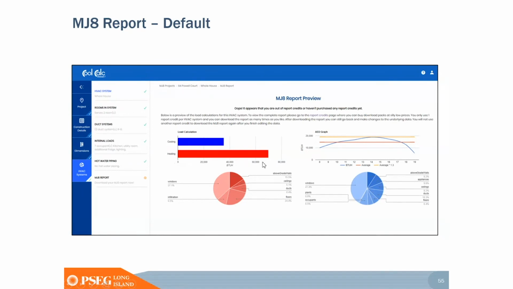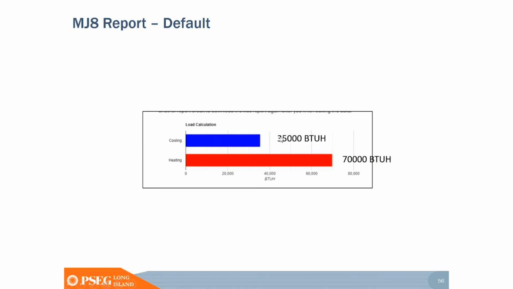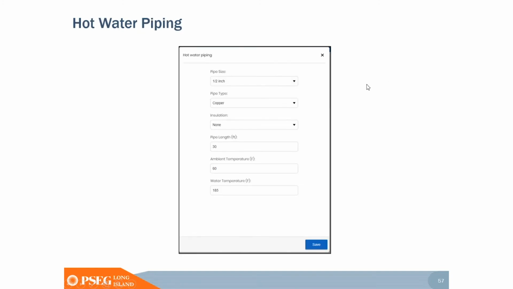So if we look up close at this, first this breaks down the windows, the heating, the infiltration. It breaks down based on how you modeled the house. So if we look at what we have here, this is basically for cooling 35,000 BTUs, and for heating we need 70,000 BTUs. That was using all the defaults without really changing anything. So we're going to take a look at a few things that you really should go back and change.